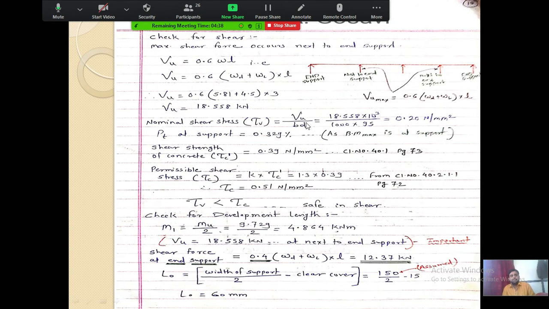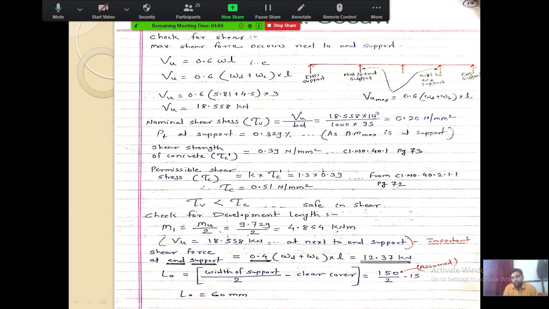And next is the check for shear. So in this also, the maximum shear force occurs at the support next to the end support. So the maximum shear force is calculated. Now here I have shown the diagram where the maximum shear force occurs. So this is the point where the maximum shear force occurs, the support next to the end support.